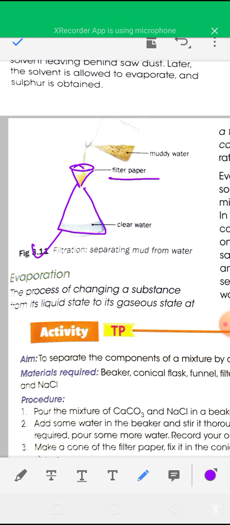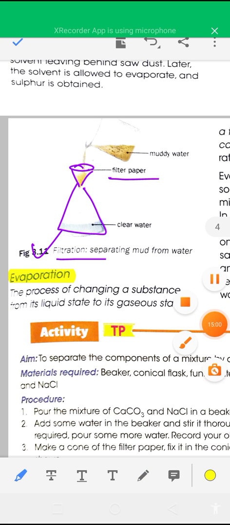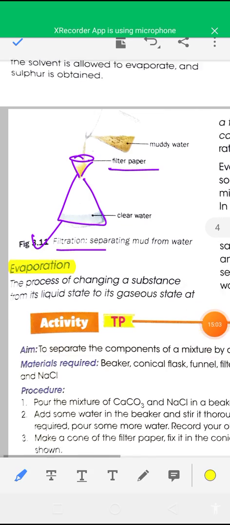Okay, so this is filtration. Next method is evaporation. What is evaporation?